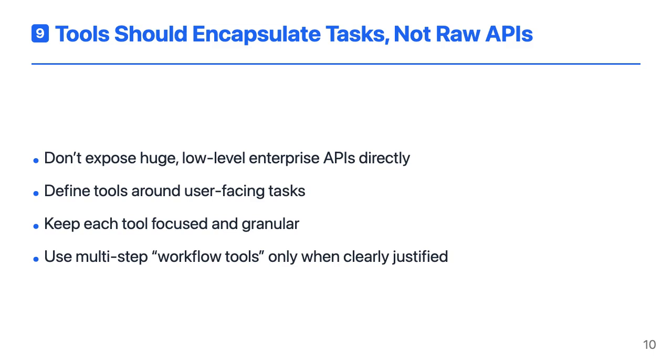Instead, define tools around concrete tasks the agent should perform for the user, like create support ticket or summarize customer history. Each tool should have a clear responsibility and minimal side effects. Occasionally, you may bundle a long, frequently repeated workflow into a single tool for efficiency, but that should be the exception, and it must be documented very carefully.